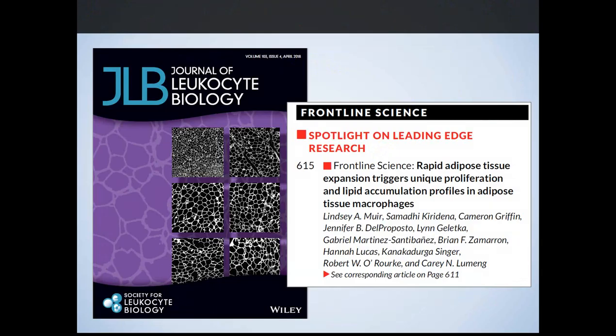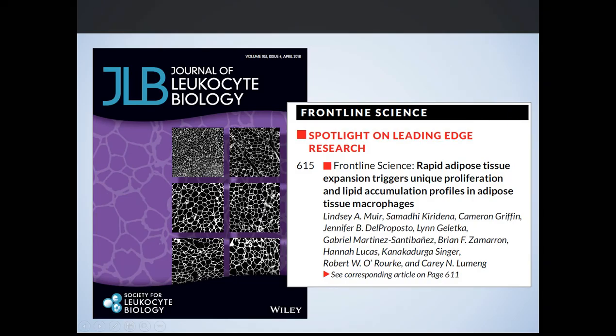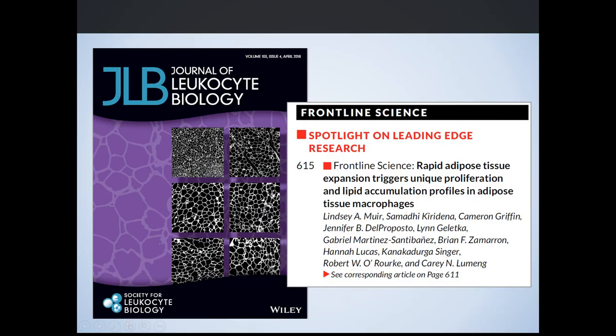So my work with Carrie Lumeng as a postdoc mentor came out, one of our papers from this work came out earlier this year in Journal of Leukocyte Biology. So this really shows the dynamics of adipose tissue in the obesity context. In this case, we were feeding mice high-fat diets. This is a 60% high-fat diet, and running time courses to see what happens to the immune cells in that context and what happens to the tissue itself.